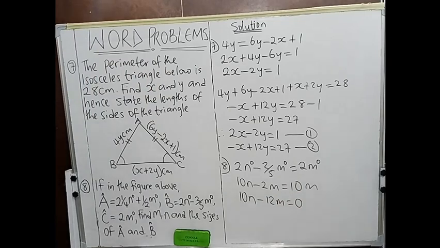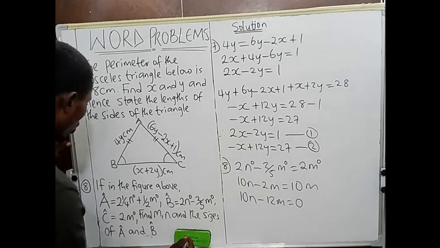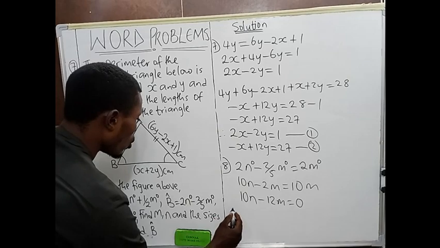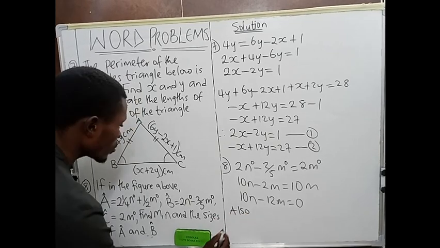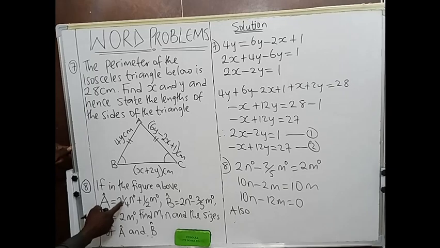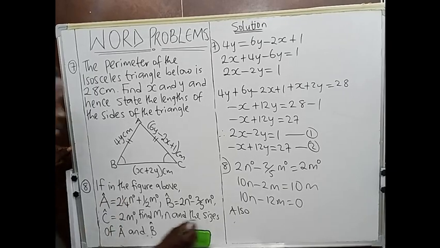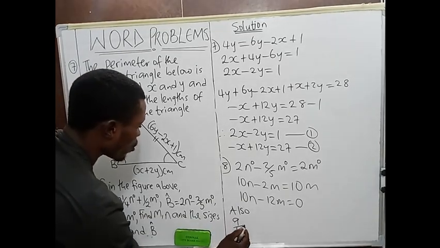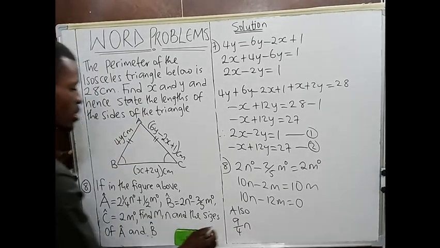All right? Also, this gives the first equation. Also, the sum of angles of an isosceles triangle equals what? 180 degrees, meaning A plus B plus C equals 180. That will give us another equation, right? So we have what now? Also, 2 and 1 over 4 n changes to improper fraction. You have 4 times 2, 8 plus 1, 9. 9 over 4 n, right?